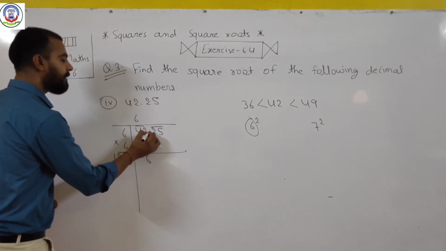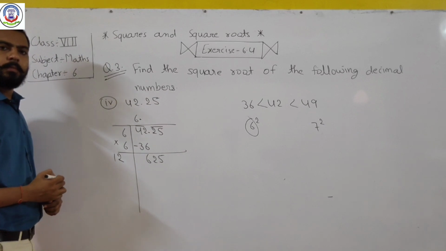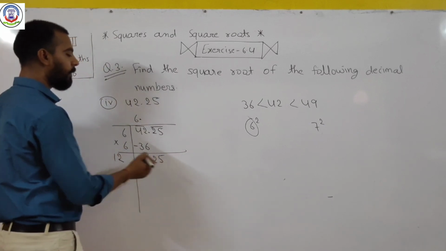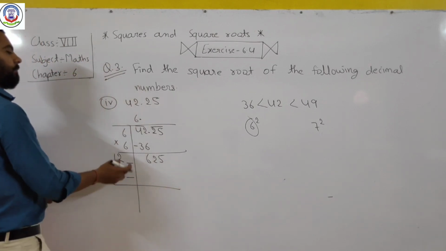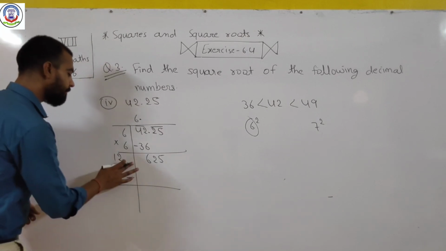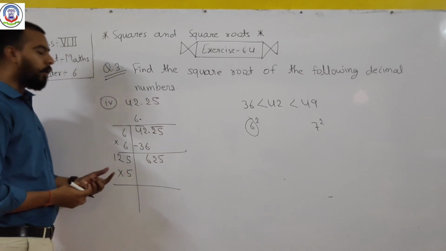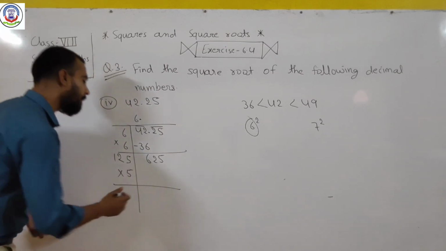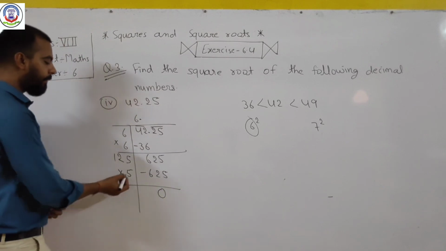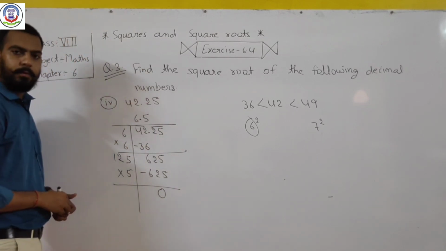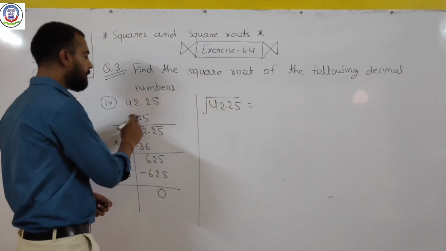Okay. Now put this decimal with 6 here and write down 25 with 6. And this will be 625. And now we have to put a number here, and that number will be 5. The multiplication of 125 and 5 will be 625, and the subtraction will be 0, and we will write this 5 here. That means the square root of 42.25 will be 6.5.